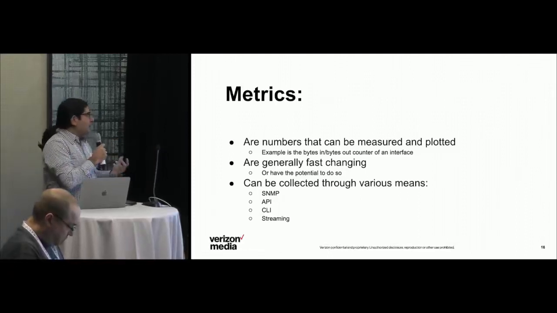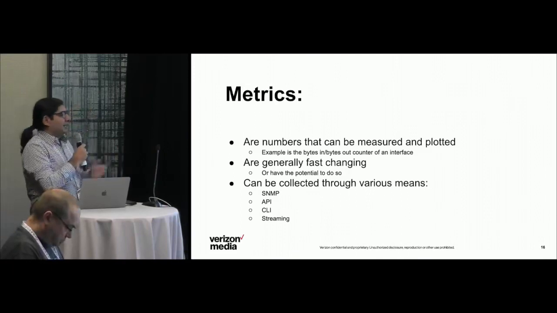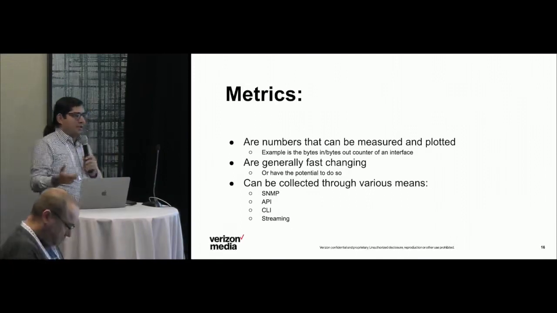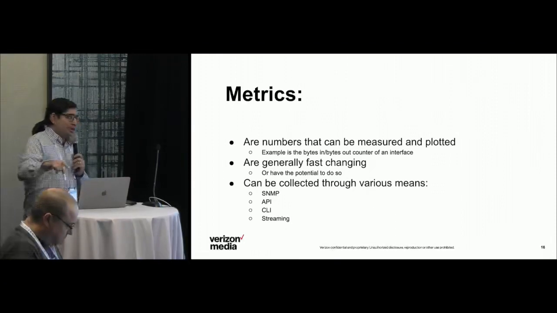A very simple example is the bytes in, bytes out counter on an interface. That's a metric because it's a measurable number. The interface name is not a metric because that's not a number. It's a textual description.